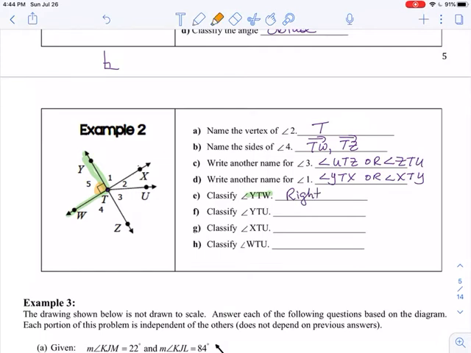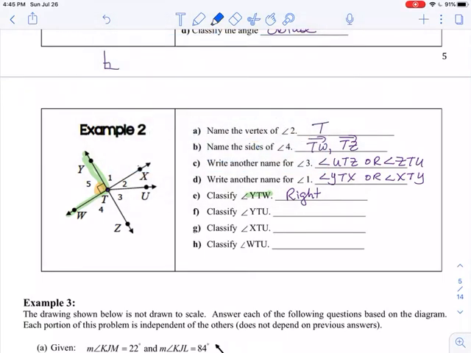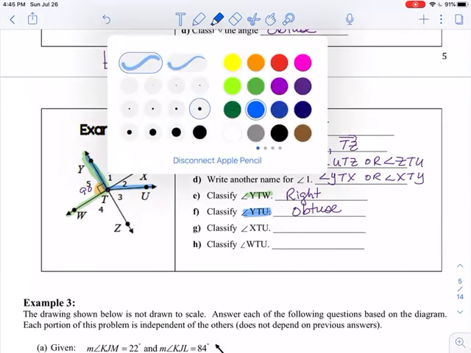Then I want to look at, let me grab the blue, angle YTU. YTU is this one right there. Now, if this is 90 on this side, then angle 1 is 90, but YTU is bigger than that L shape. It's bigger than 90, so this would be an obtuse angle. I'm classifying them right now. I classify them by how many degrees they have.